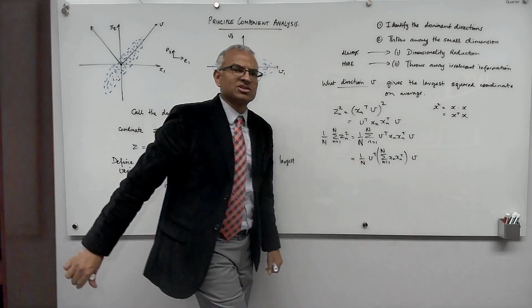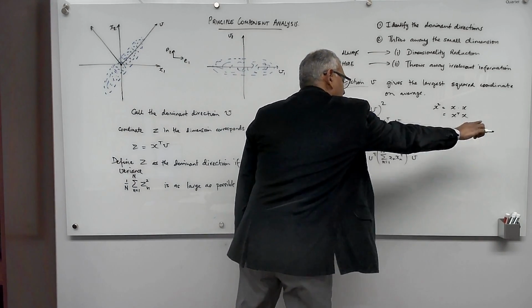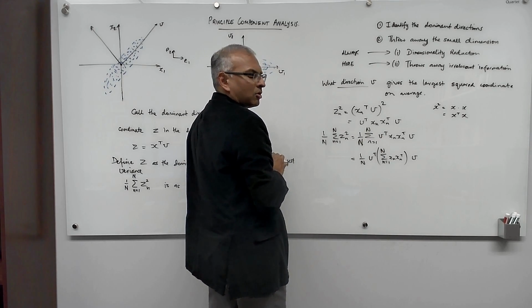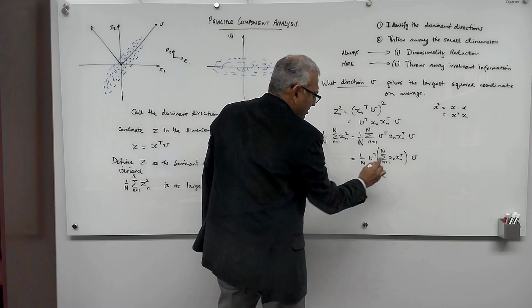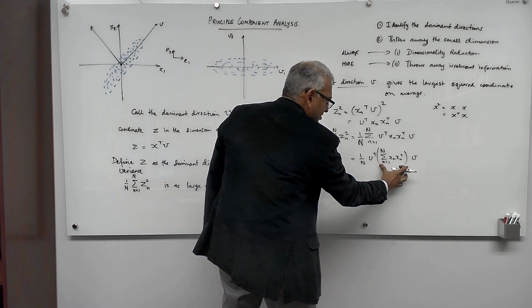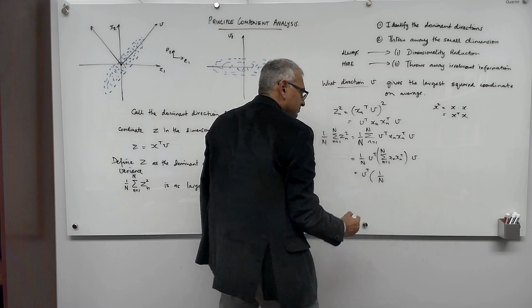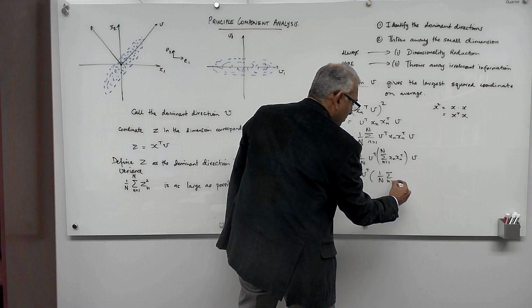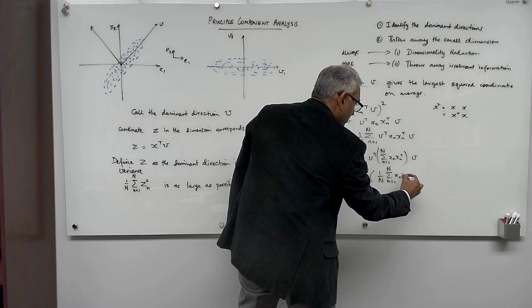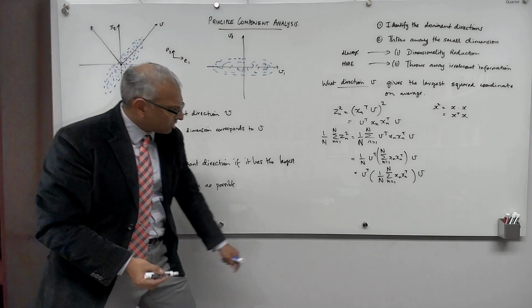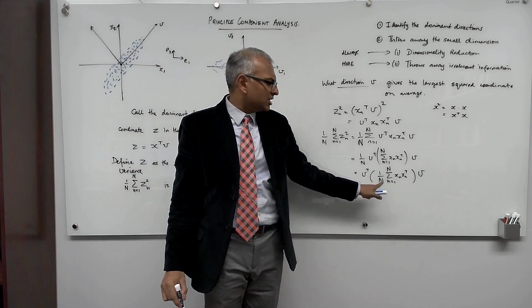I cannot mess around with the order. So I can pull this guy outside the sum on that side, and I can pull this guy outside the sum on this side. Okay, and I'm almost done. Let me take this n inside the parentheses here. So this is equal to V transpose 1 over n, the sum from n equals 1 to big N, xn transpose times V.